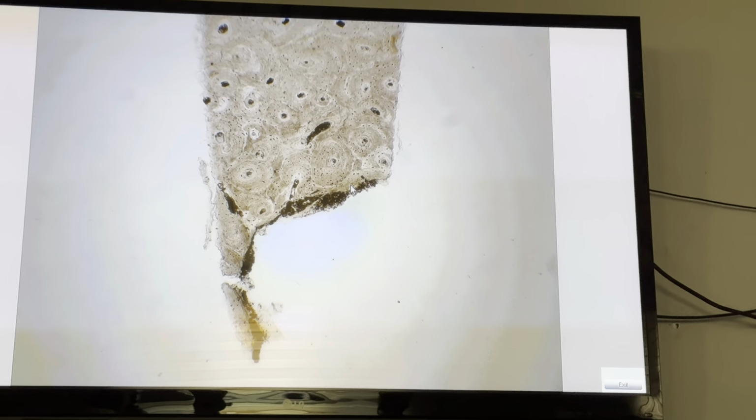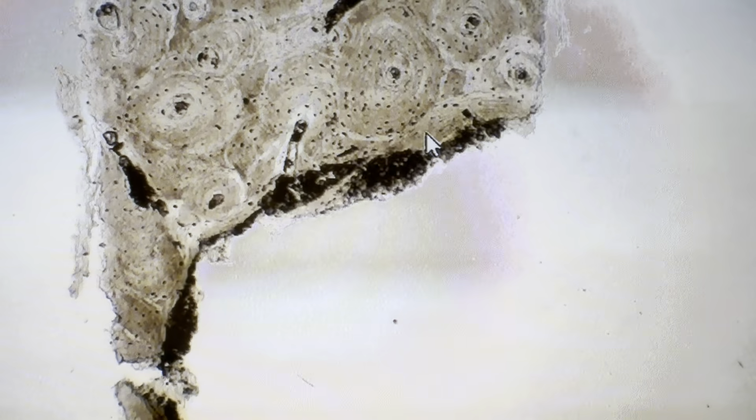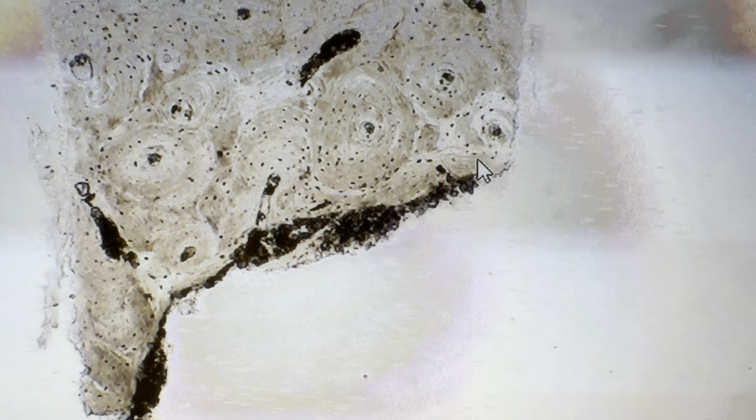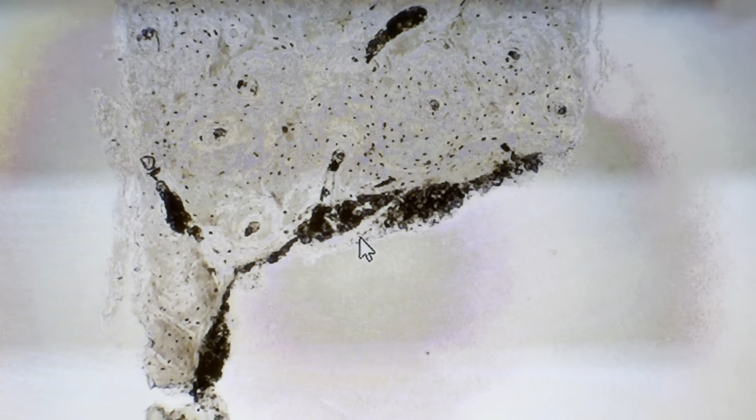Near the endosteum, we can see the inner circumferential lamella. This is endosteum, inner circumferential lamella.